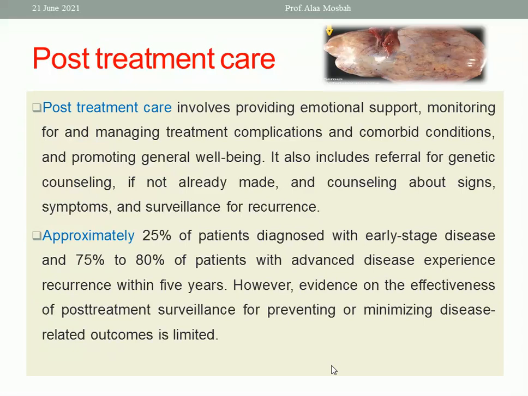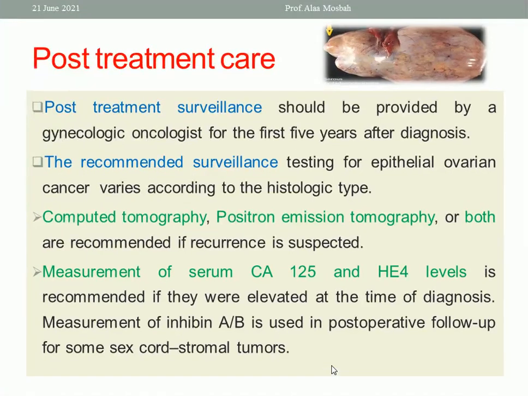Approximately 25% of patients diagnosed with early stage disease and 75% to 80% of patients with advanced disease experience recurrence within 5 years. However, evidence on the effectiveness of post-treatment surveillance for preventing or minimizing disease-related outcomes is limited. Post-treatment surveillance should be provided by the gynecologic oncologist for the first 5 years after diagnosis. The recommended surveillance testing for epithelial ovarian cancer varies according to the histologic type.